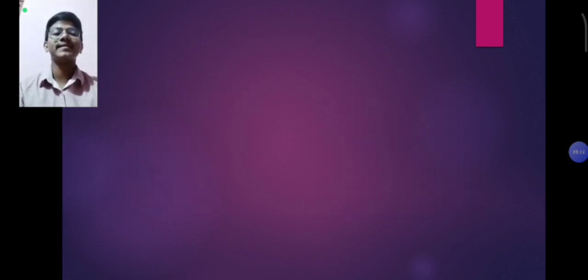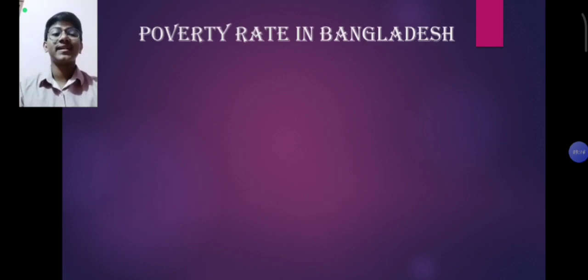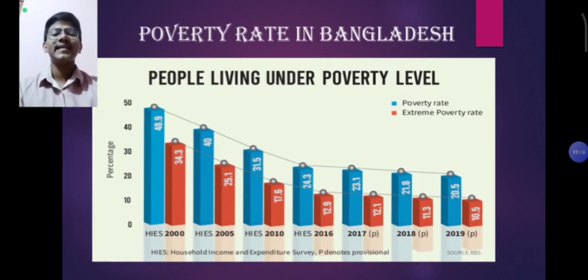Now I will discuss the poverty rate in Bangladesh. Here you can see a graph. This graph shows people living under the poverty line from 2000 to 2019. We can see that the poverty rate gradually decreases from 2000 to 2019. In 2000, the poverty rate was 48.9% and the extreme poverty rate was 34.3%.